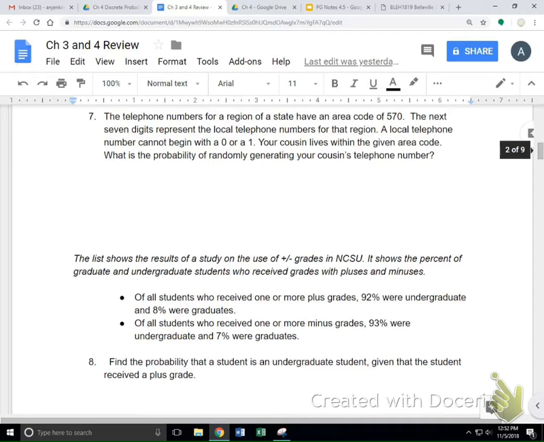So your cousin only has one phone number, so there's only one option, and it's going to be out of the total number of numbers possible. It cannot begin with a 0 or a 1, so that brings us from the original 10 to 8 for your beginning number. But the other 6 digits can each be 10.